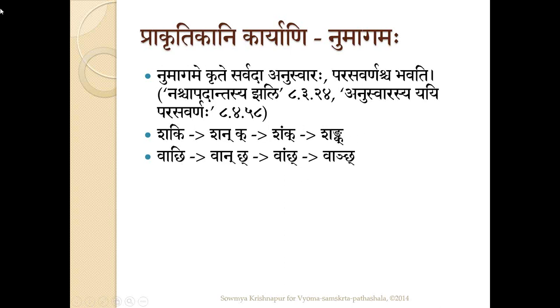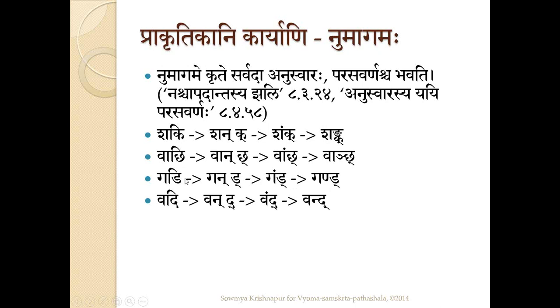Punaha, vachi, ityasti. Atra, ayamapi idit, idito num dhatohu, va, n, ch, nashchapadantasya jhali. Anuswaraha, so va vaunch anuswarasya yayi parasavarnaha. So because of the parasavarna, because this is chakara, you have the chavarga panchama vaunch. Gadi ityasti. So idito num dhatohu ga n d nashcha padantasya jhali gaund anuswarasya yayi parasavarnaha gand. Dakare pare anuswarasya sthane nakaradeshaha. Vadi, va n d atrapi bhavati.